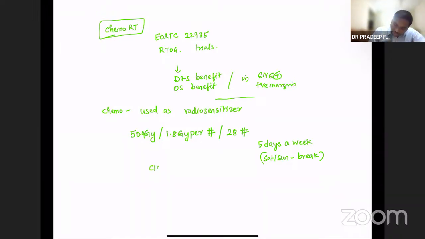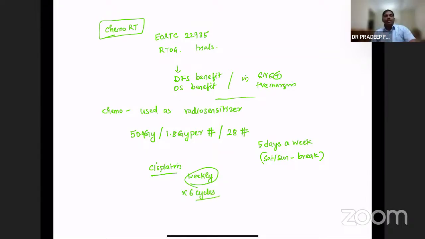The commonly used chemotherapy is cisplatin. It is used as a radiosensitizer. It is given weekly, for 6 cycles. So every Monday you will receive cisplatin, and Monday to Friday you will receive 5 fractions, then 2 days rest, and again Monday chemotherapy followed by radiation. Here the dose of chemotherapy is not that high, it's a minimal dose. It acts as a radiosensitizer to increase the efficacy of radiotherapy to prevent recurrence.